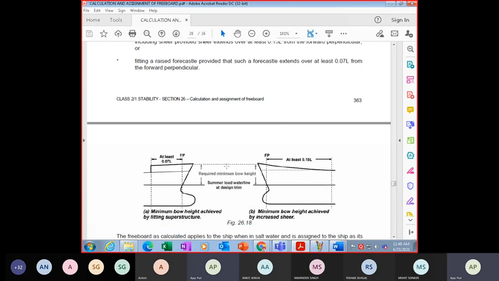So either you have a raised forecastle or a fashion plate on the forecastle, provided that it extends over 7% of L from the forward perpendicular aft, or you have a shear from the forward perpendicular extending at least 15% of L aft.